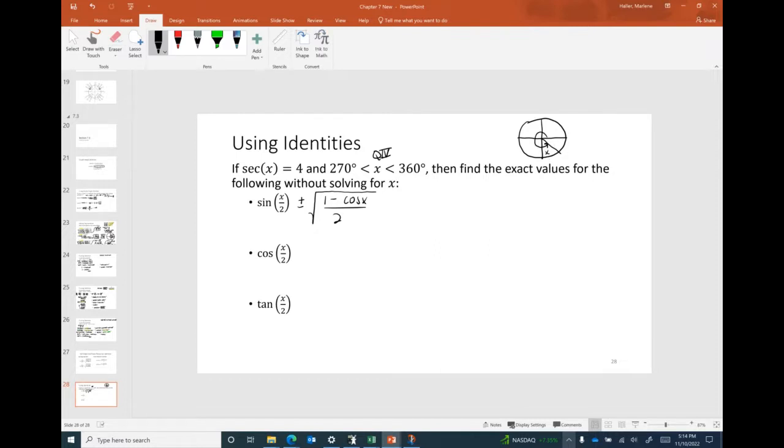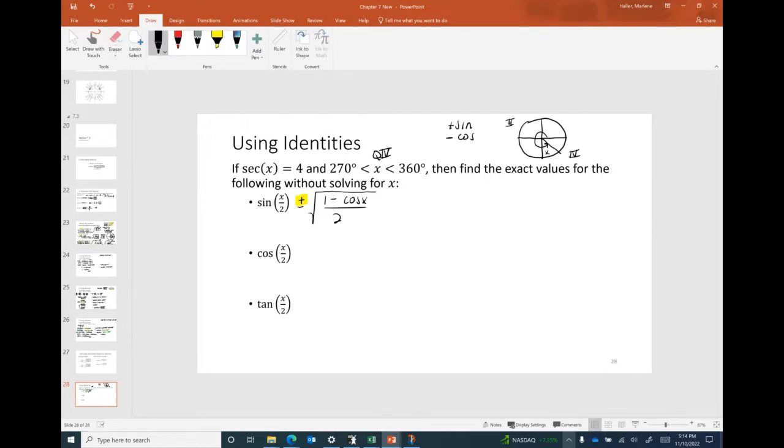Half of that angle is going to have to be in which quadrant? It's going to have to be up here in quadrant 2. Any angle here that you cut in half is going to lie somewhere up here in quadrant 2. This is important because it tells us something about the sine and the cosine. The sine is positive up here in quadrant 2, and the cosine is negative. So if we want to find the sine of x over 2, we don't care about the negative. All we care about is the positive.